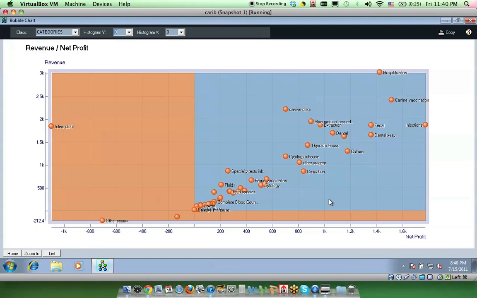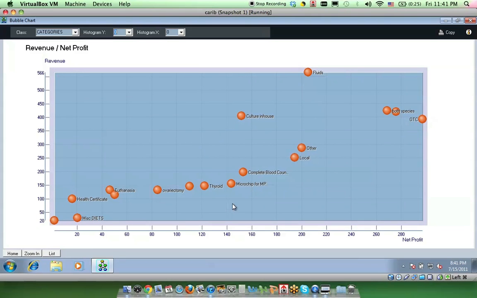And here we have the various other clusters of services, and we can determine whether they're making money or not. For example, cremation produces a little less than $1,000 in revenue and less than $1,000 in profit. Specialty tests, feline vaccines, fluids, and everything else are also listed. We can further zoom in here, and we see once again some clusters of services and how profitable they are. So what does this tell us?